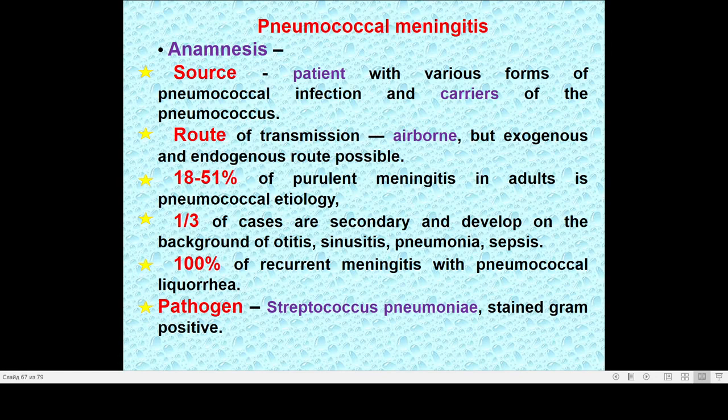Another variant of meningitis, which may be more often met in clinical work, is pneumococcal meningitis. First of all, the source of infection is a different patient with various forms of pneumococcal infection, usually pneumococcal pneumonia, and the route of transmission is airborne. Practically half of meningitis in adults belongs to pneumococcal etiology. Minimally one-third of cases are secondary and develop as a complication of otitis, sinusitis, or pneumonia. Mostly this form is realized in old people or in people with sugar diabetes due to secondary immunosuppression.